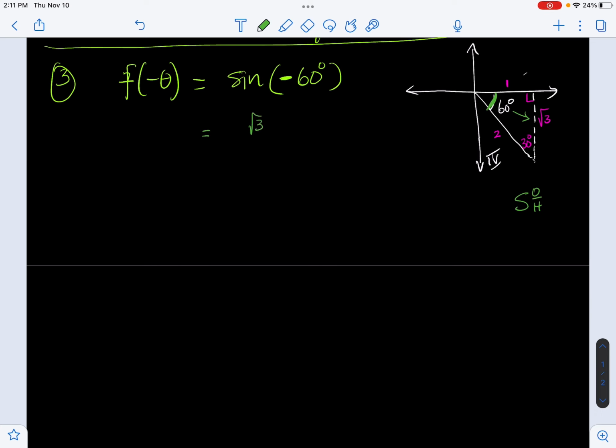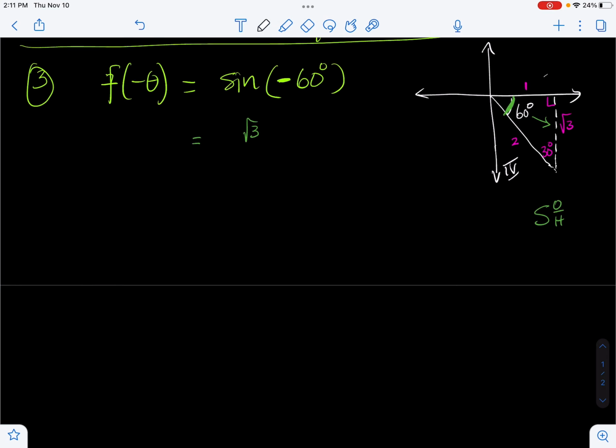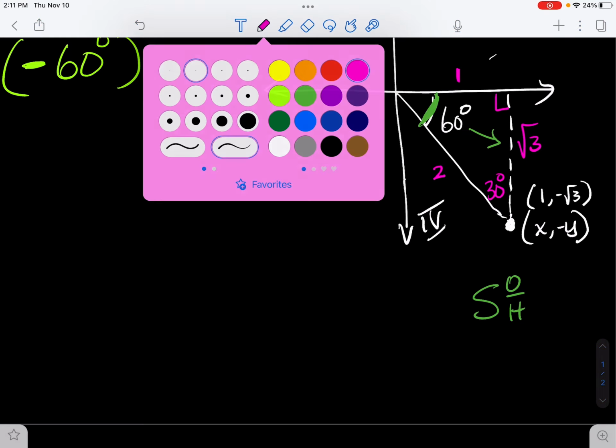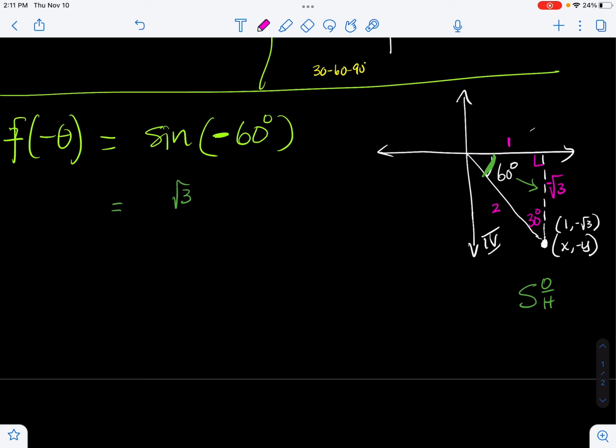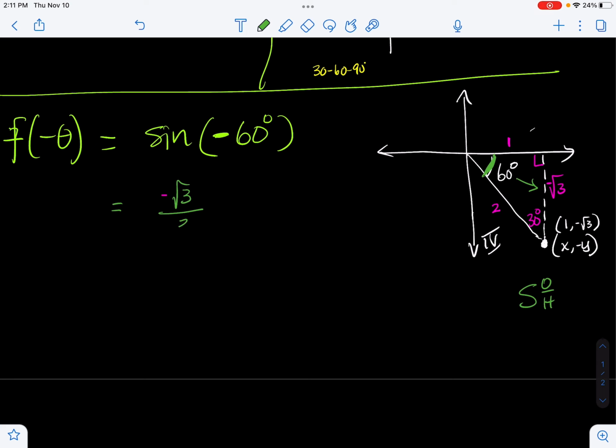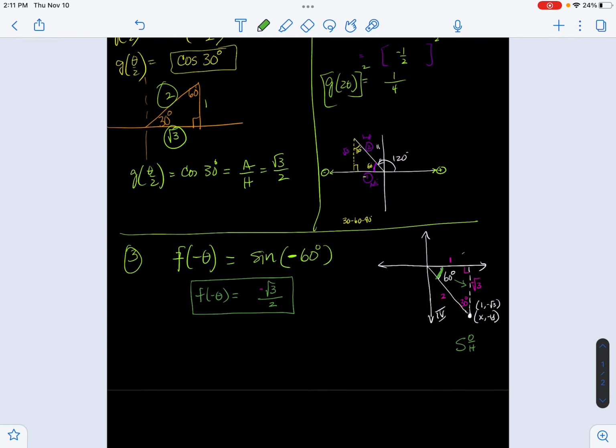What have I not done here again? We are in the fourth quadrant. Every point in fourth quadrant would be reflected as x comma negative y, right? Because we're in the fourth quadrant, which makes this 1 comma negative root 3. This point corresponds to 1 comma negative root 3. I'm going to change the sign to negative. So negative root 3 over hypotenuse, which is 2. And there's nothing to simplify. Yep, there's nothing to simplify. F of negative 60 turns out to be negative root 3 over 2.